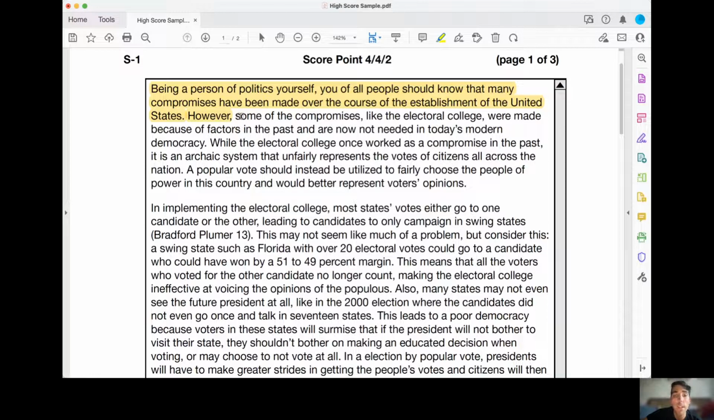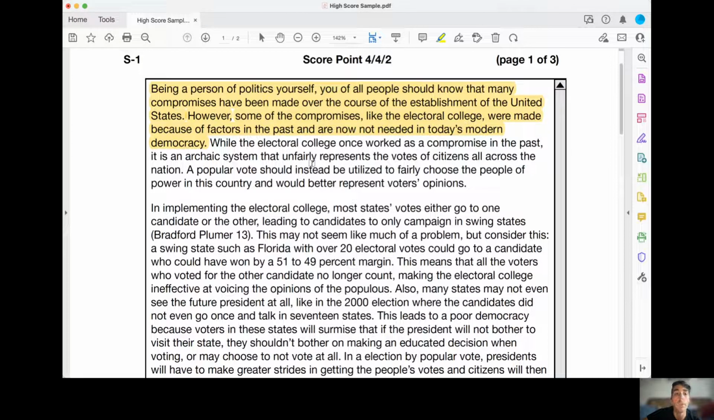So you can see in this next sentence, they're starting to bring them into the content. They're bringing in some background. So clearly we're going to be talking about the Electoral College in this essay, and so now they're bringing in that content. Then they continue on with, while the Electoral College once worked as a compromise in the past, it is an archaic system that unfairly represents the votes of citizens all across the nation.